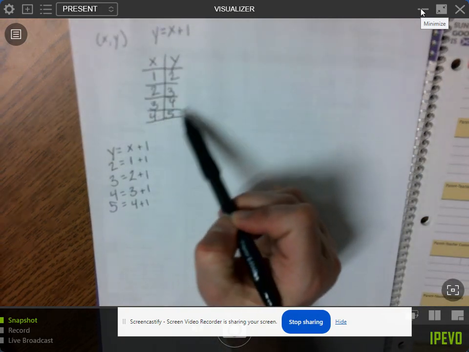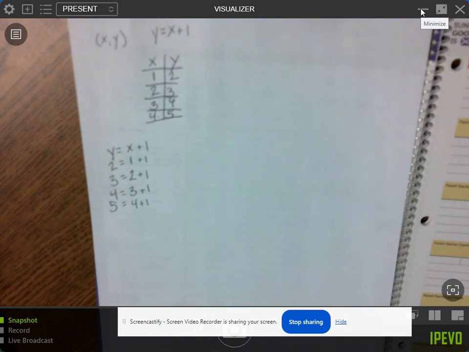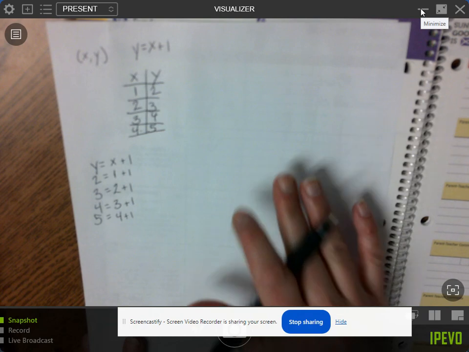Is this the only answer that we could put in our function table? No, because remember it says you get to choose what your input is. You get to choose what the X is. I chose to do 1, 2, 3, 4 because they were easy numbers to work with. You don't want to overcomplicate this. Let's look at our next problem.